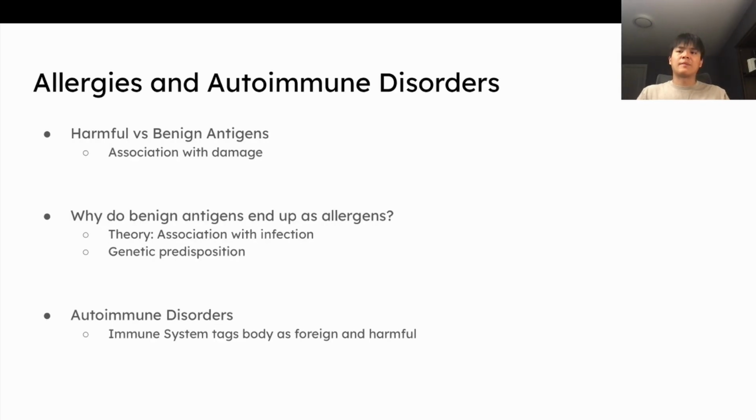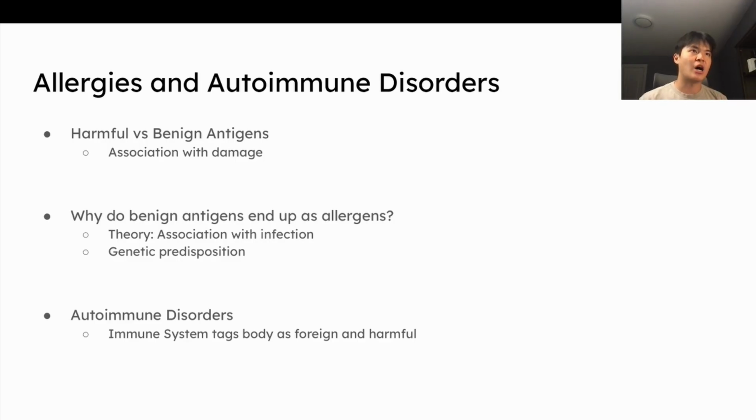But I also want to talk about allergies and autoimmune disorders, because these are also a very important part of immunology. If you think about these antigens, how does your body know which antigen is bad and which is good? Think about it, we have good bacteria in our body all the time, right? We have our own cells, which also have antigens. We eat food, and food can have antigens on it too, right? So how does our body tell which ones are harmful and which ones aren't?